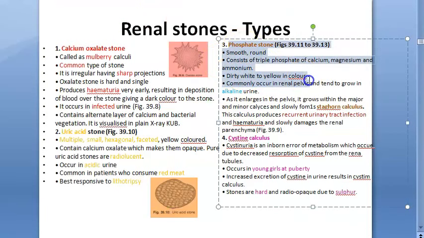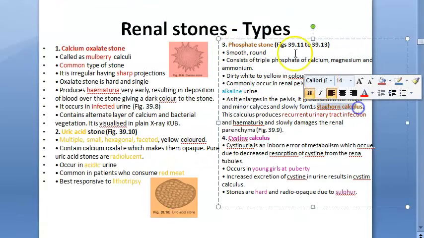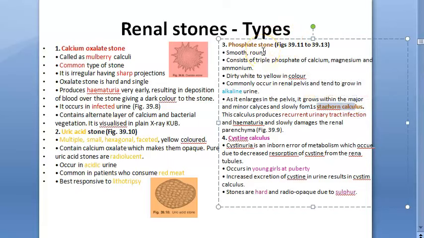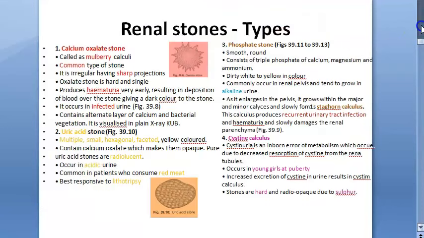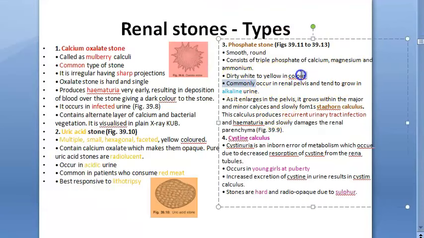So basically you saw phosphate stones, also called staghorn calculi. So these will be smooth, round, and there will be triple phosphate of calcium, magnesium and ammonium. They are dirty white to yellow in color. They will be in alkaline urine, right? And the photo for staghorn is this, staghorn calculi, dirty brown, yellow, dirty white to yellow, okay.